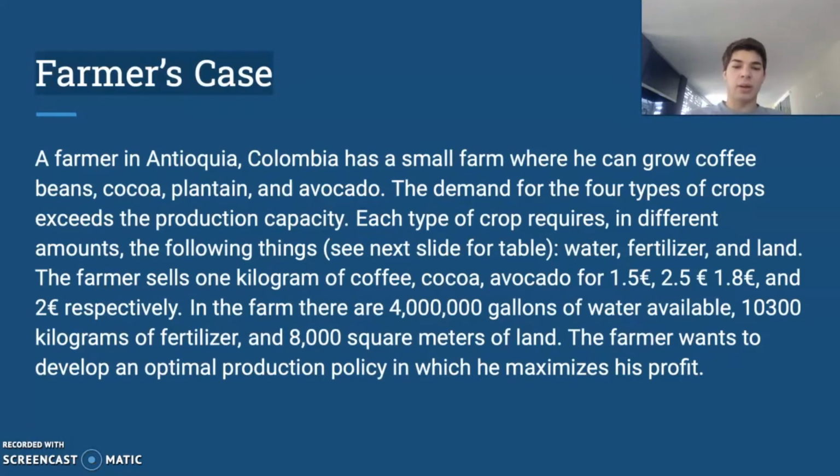In the farm there are 4 million gallons of water available, 10,300 kilograms of fertilizer, and 8,000 square meters of land. The farmer wants to develop an optimal production policy in which he maximizes his profit.